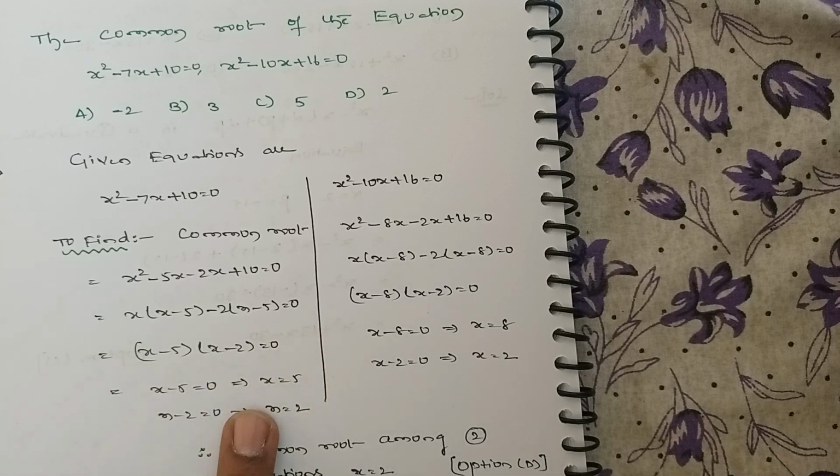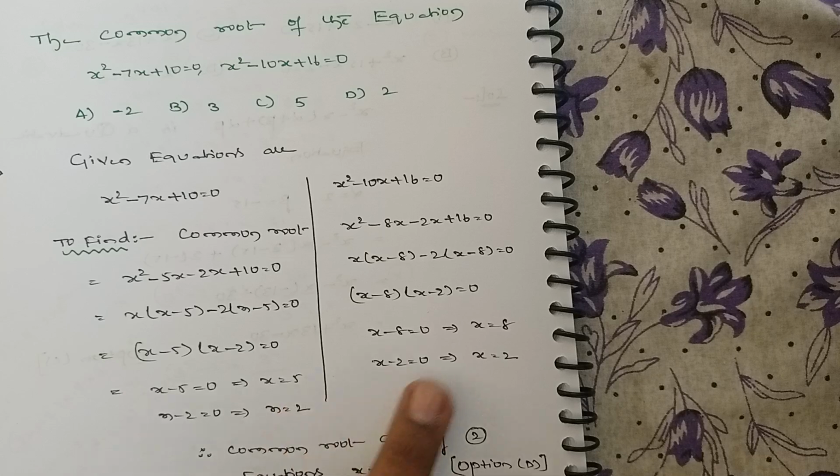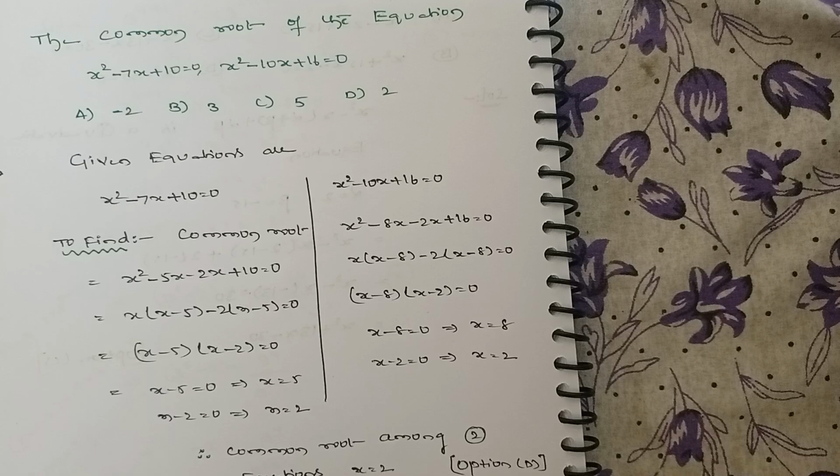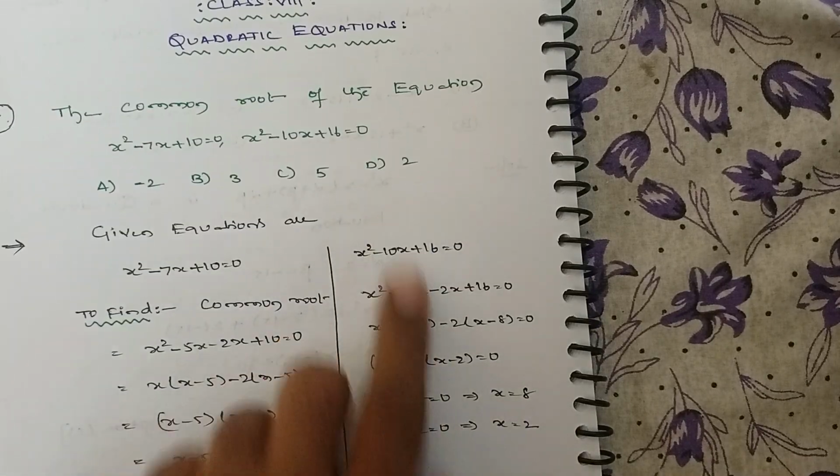So overall we got roots as 5 comma 2 comma 8 comma 2. So which is common? 2 is common, right? 2 is repeated. So option D, guys. I hope you understand this sum.